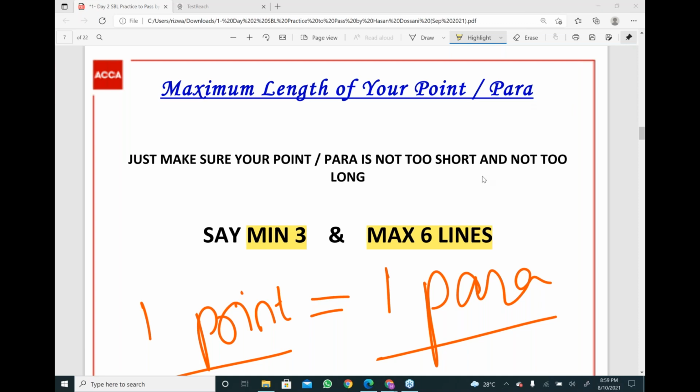Yes, you're right. So the number of points depends on how wide your screen is. That is why the first approach is your paragraph should not be too short, nor too long, but just to give you a rule of thumb, minimum 3 lines, maximum 6-7 lines. That's it.